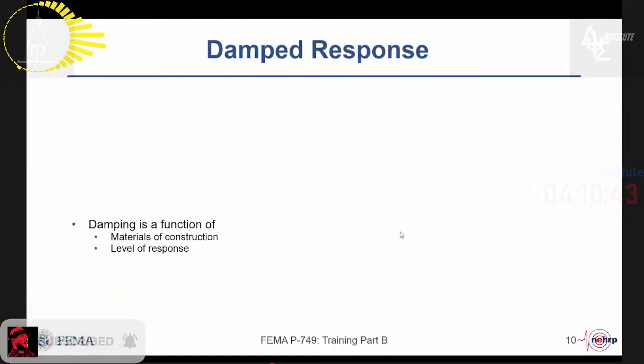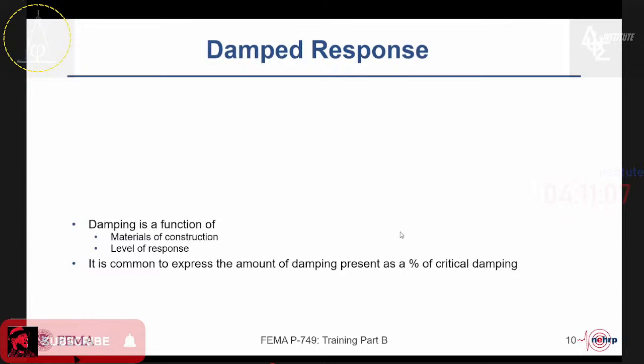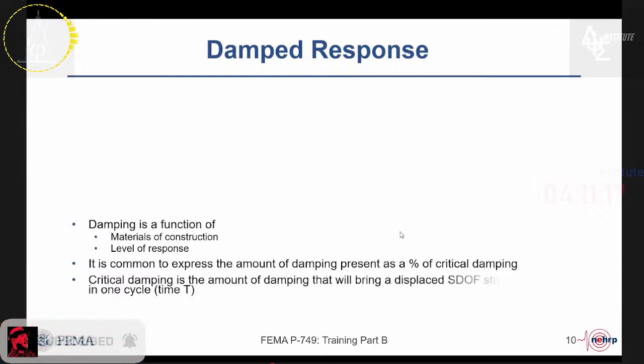The damping inherent in a structure is a function of its materials of construction, and also the level of response that the structure undergoes. Structures that have low levels of deformation tend to exhibit relatively low levels of damping. Structures that are pushed to extreme levels of deformation will exhibit a lot of damping. In structural engineering, and in particular in seismic engineering, it is typical to express the level of damping present in a structure as a percent of the critical damping.